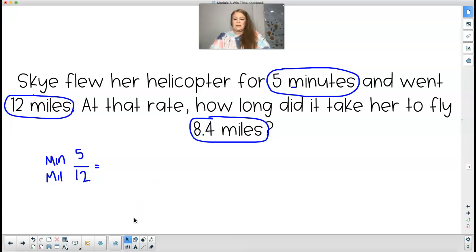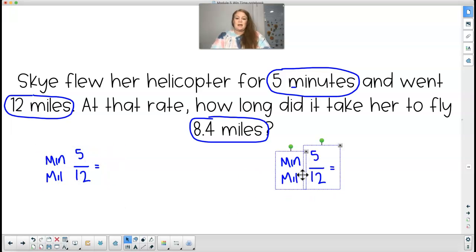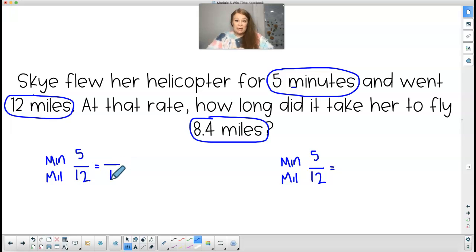So if I'm doing it the table way, in the unit rate way, I want to find 1 mile. I want to find out how long did it take to fly 1 mile. So I'm going to put my 1 right here. So this means I'm asking myself, how did I get from 12 to 1? Well, I divided by 12, so that means I have to actually do 5 divided by 12.